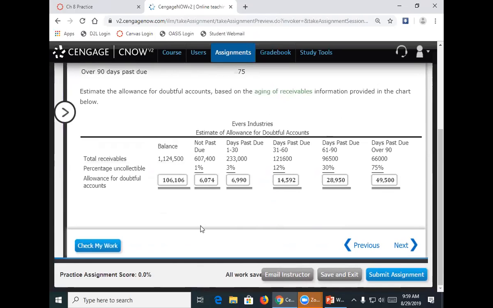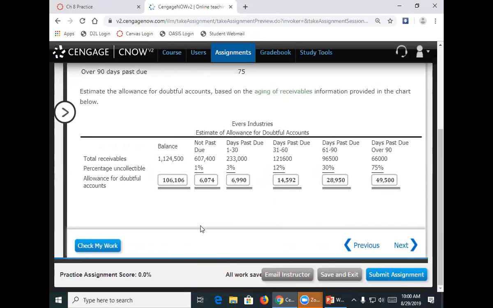Okay. That's it on that one. We're going to ease into it, right? So that 106,106 would be our 26,000 or 29,000. It would actually go here. The 106,106 is our estimated percentage of uncollectibles. So that 106,106 would be right here. And that'd be before the adjusting entry, the journal entry?